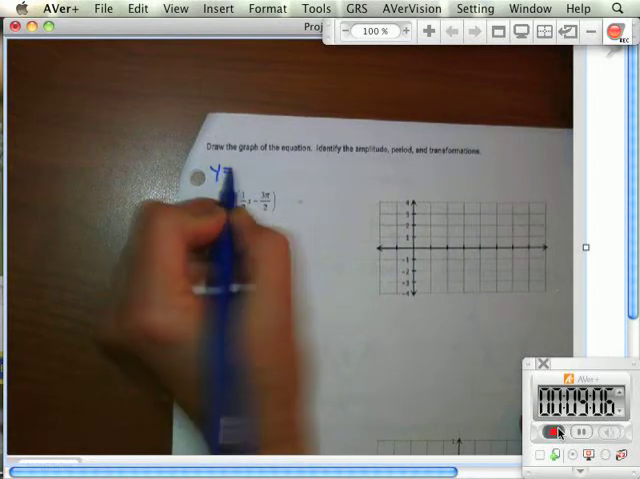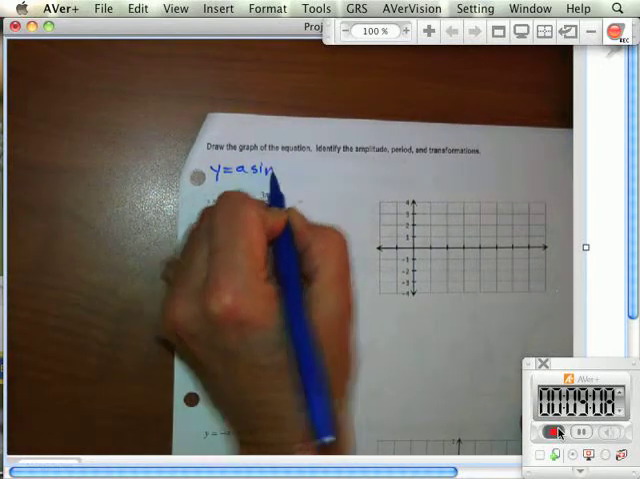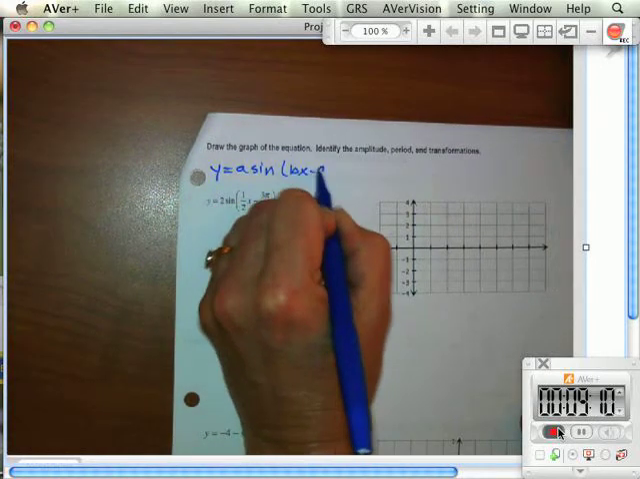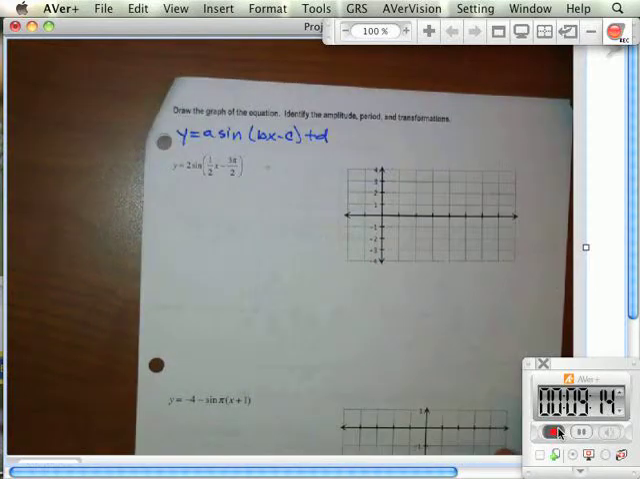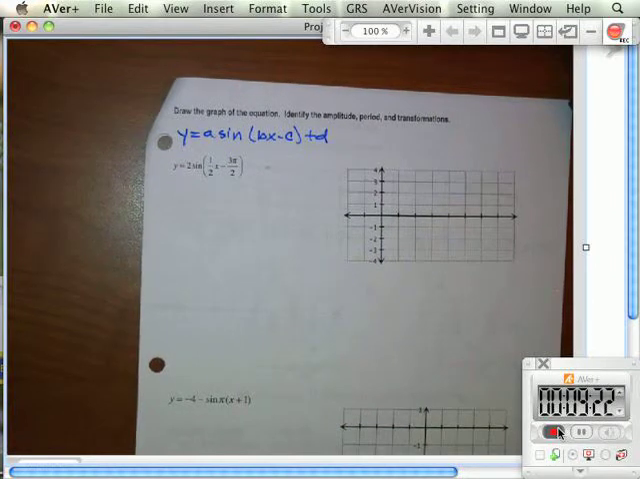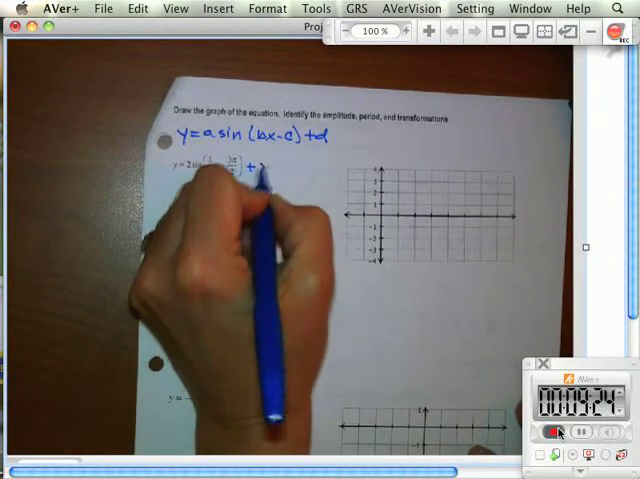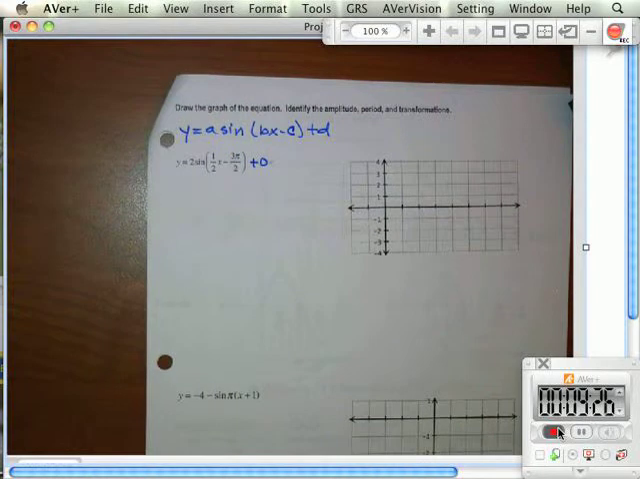So just because, I'm going to write the original form here. That's what we're starting with. Are we in the right form? Can we start? It's pretty much in the right form. Yeah, so I'm just going to write plus 0. There's no vertical shift. You don't have to, but just to show you guys.